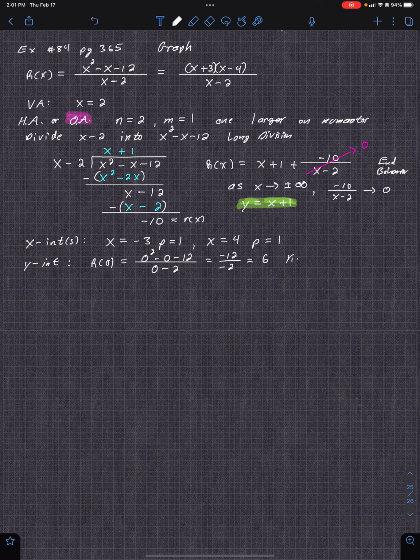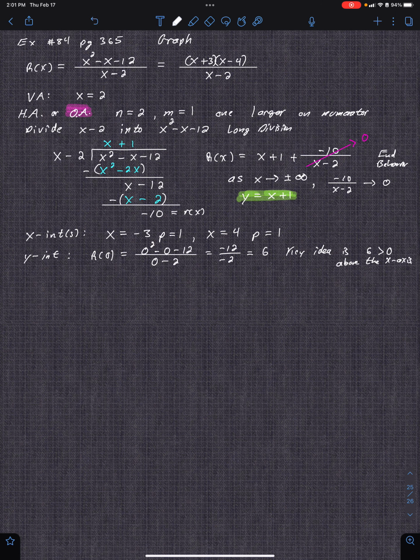Now, the key idea is that 6 is greater than 0. In other words, above the x-axis. That's really what we want to know when we graph this thing. So now let's go ahead and graph this using all the information down here.